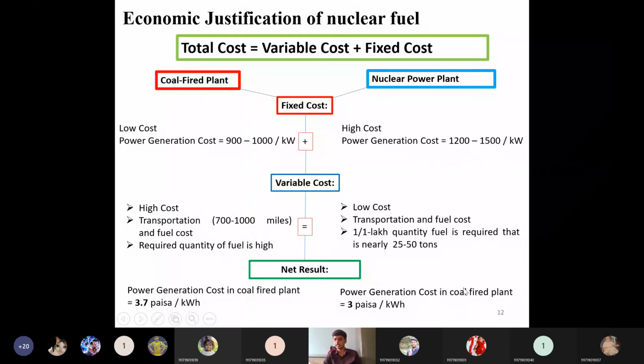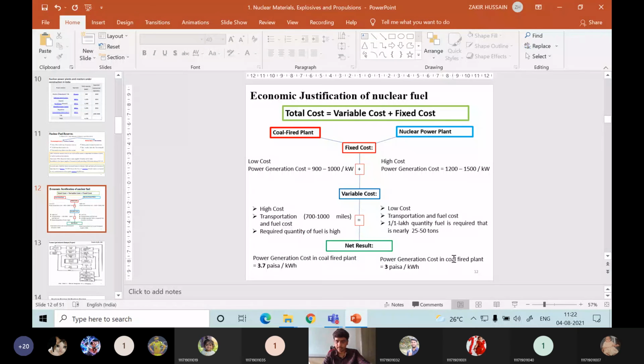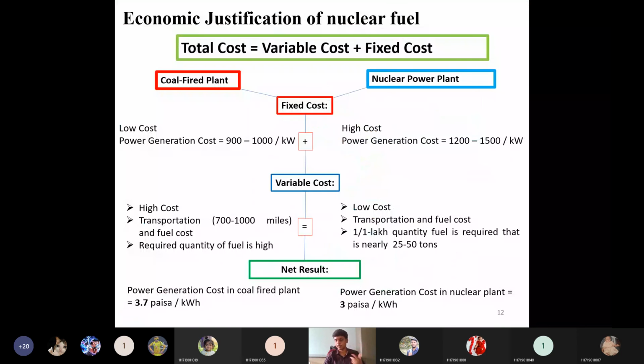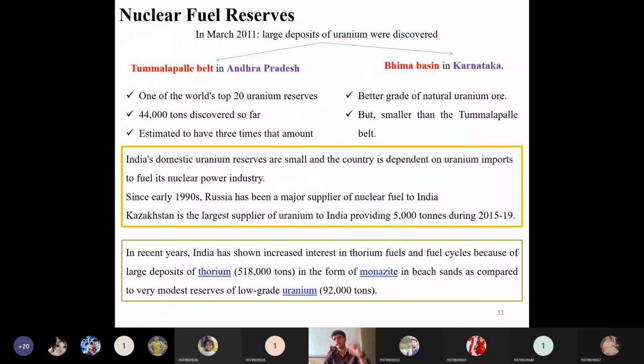Then the power generation cost in the nuclear power plant is around 3 paisa per every kilowatt hour. So this is the net result, which shows the advantages of the nuclear power plant. This gives the economic justification of nuclear power plants in India, and how important the nuclear power plant is for us. It shows the importance from the economic side and also from the reserves side.